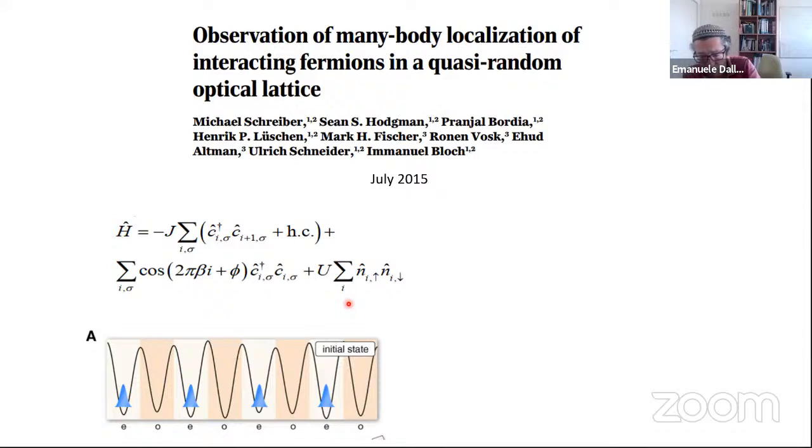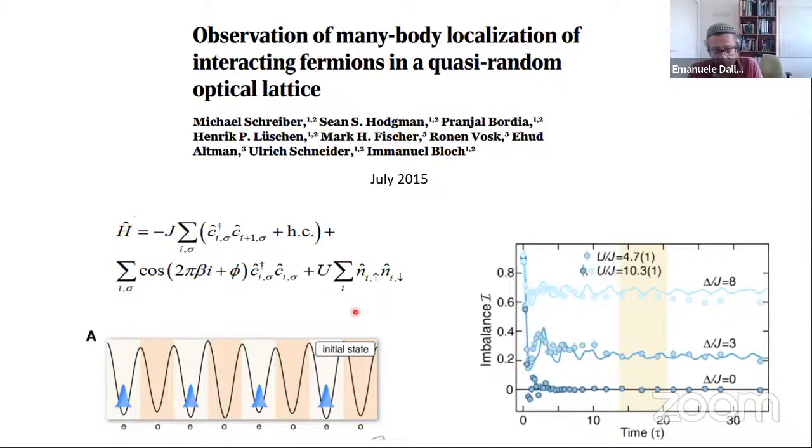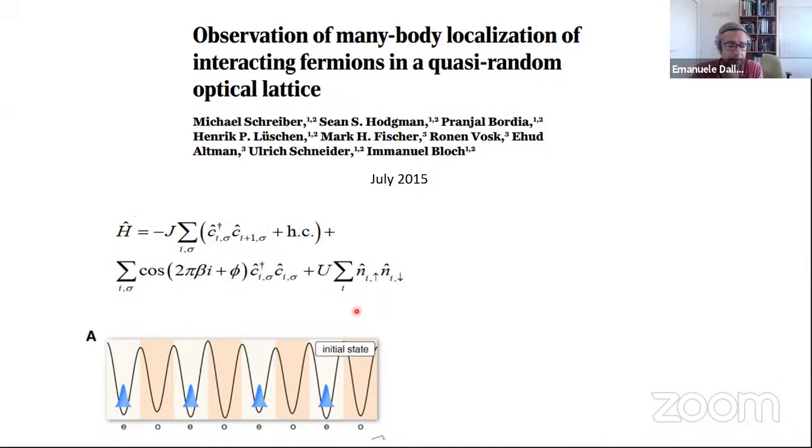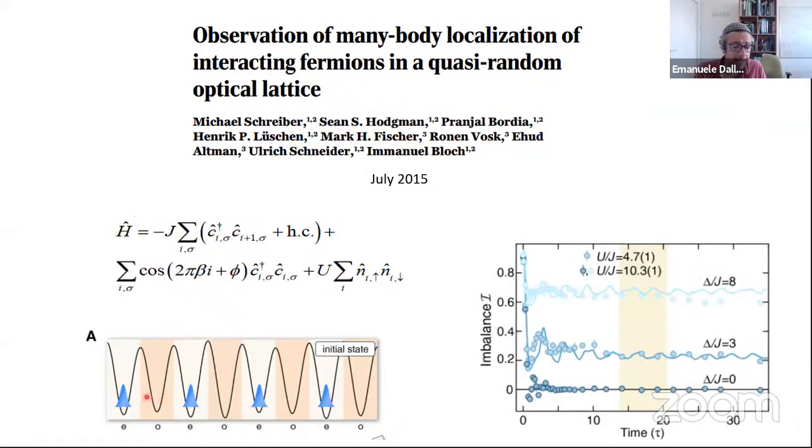The way that they detected whether the system is localized or not was by performing the following experiment. They put one particle per site on this lattice, and then they measure the imbalance between, say, even and odd sites. At the beginning the imbalance is say 1 because all the particles are in even sites. Well, actually, this would be odd. All the particles are in even sites, and then what you see is that as a function of time, there can be two situations.